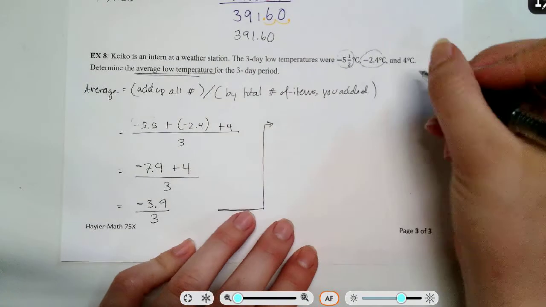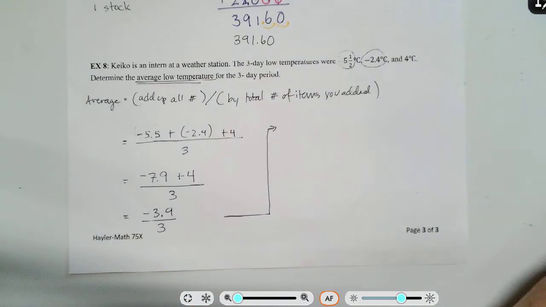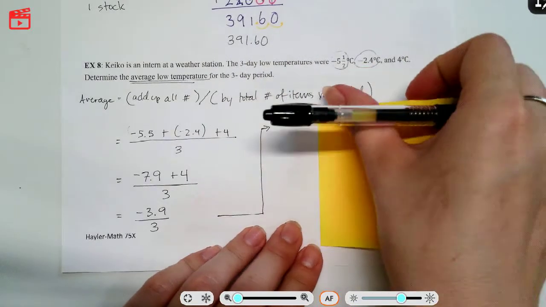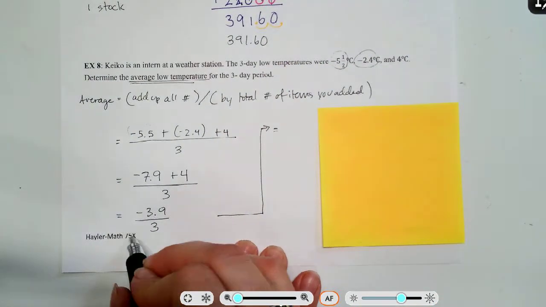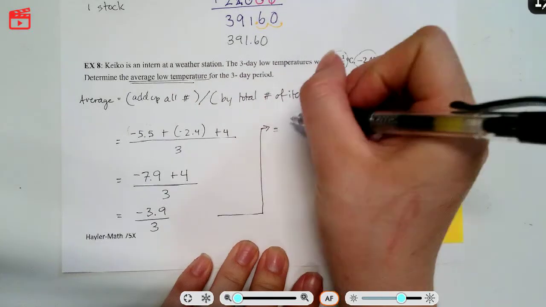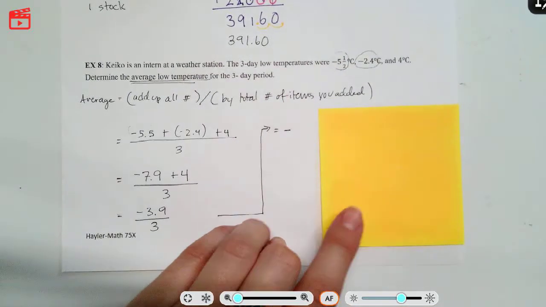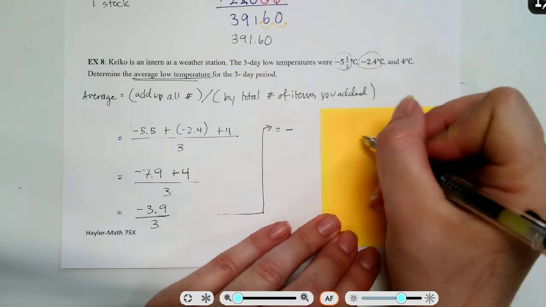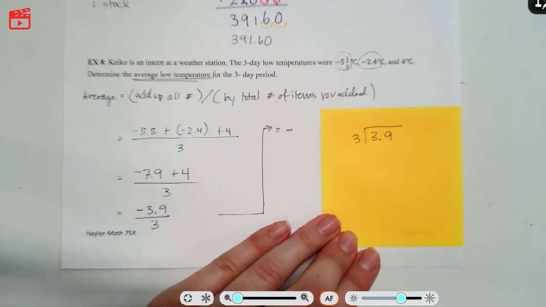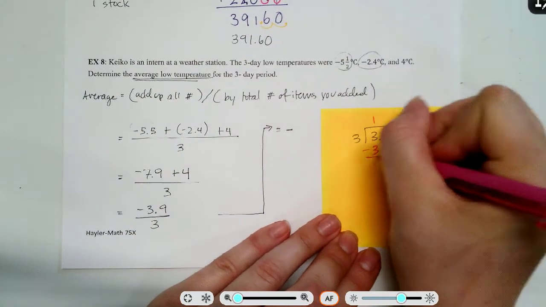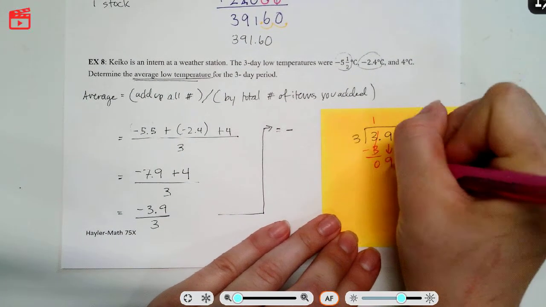So let's do that on the side. 3.9. I'm going to ignore the negative for now, but I'm going to remember the fact that since it's a negative divided by a positive, my answer is going to be negative. But for now, I'll just do the regular division on the side. So that's going to be 3 into 3.9. Well, 3 can go into 3 once. Minus 3, 0. Bring down the 9.